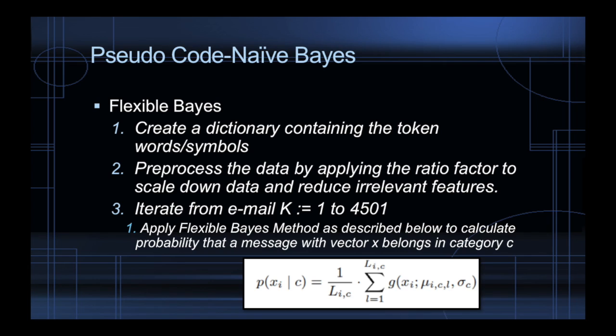up the normal distributions from 1 to L sub ic, where L sub ic is the number of different values x sub i that an attribute may take on. C stands for the category, so essentially this equation looks at the likelihood of an email having a certain value of an attribute given that it is categorized as spam or not spam.